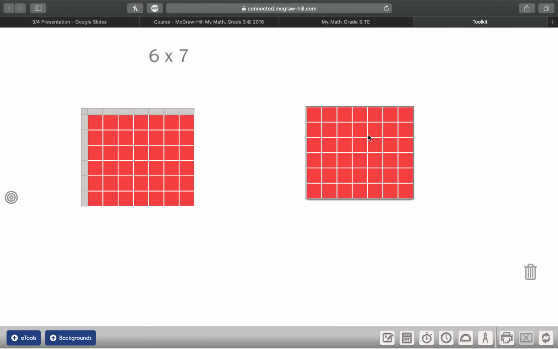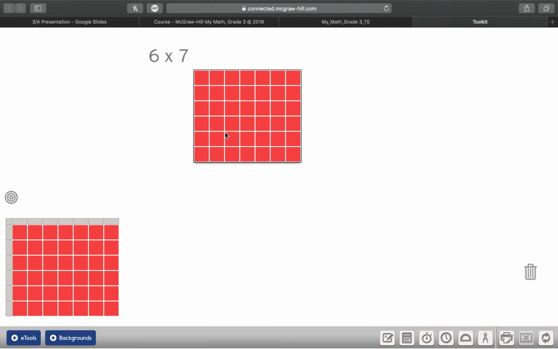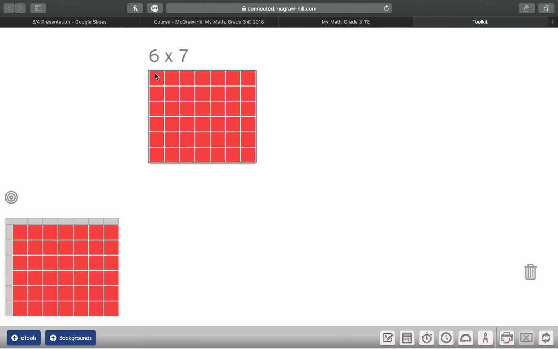Okay, so now over here I have my array. Let's just count to double check. 1, 2, 3, 4, 5, 6. 1, 2, 3, 4, 5, 6, 7. This array does show 6 times 7. Obviously, one strategy is I could count each square. However, that would take me a long time, and it's really easy to mess up when you're counting so many things. It's really easy to get distracted or put your finger in the wrong place and count wrong.